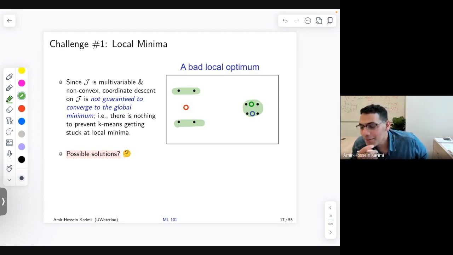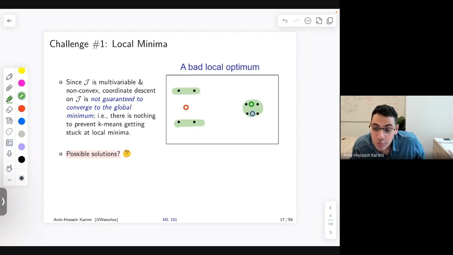Okay. Maybe let me simplify Hamza's suggestion a bit and say we could run it multiple times and just take the best one in terms of the final distance or the final initial value. Right? We could do that. It sounds silly, but if our algorithm is so sensitive to the initial points, then that's what we should do.